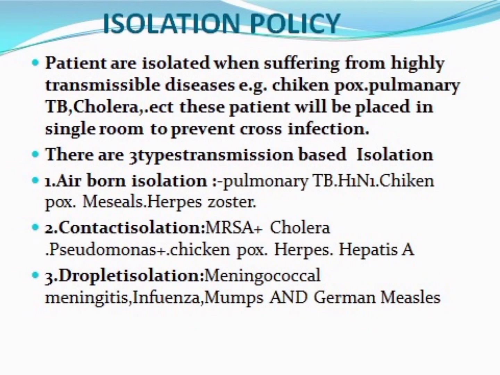Droplet isolation. In droplet isolation, by sneezing or coughing, the infection will spread from person to person. So again, to prevent that, we have to place the patient in a single room. Under droplet isolation, we could see meningococcal meningitis, influenza, mumps and German measles. So these are all the transmission based isolation categories. And in detail of this isolation policy, I already made a video, please go through that. I have explained isolation practices in detail.